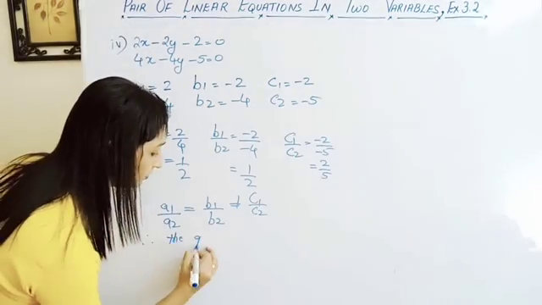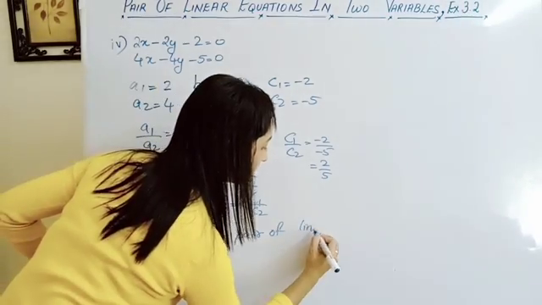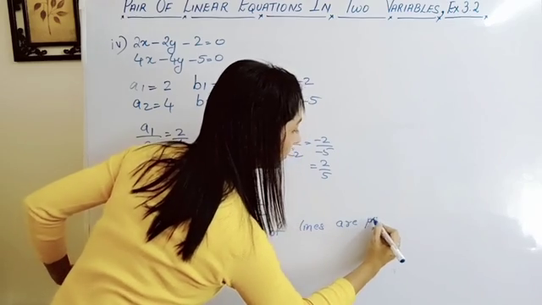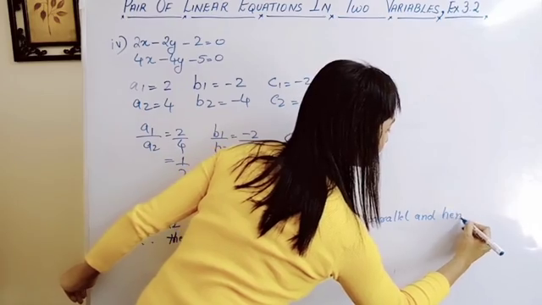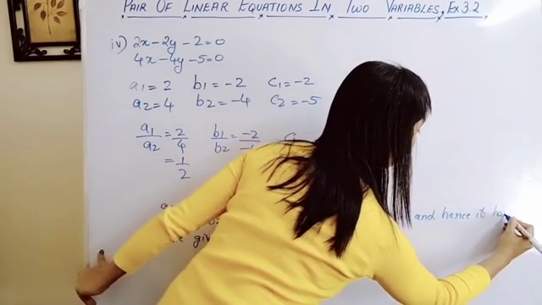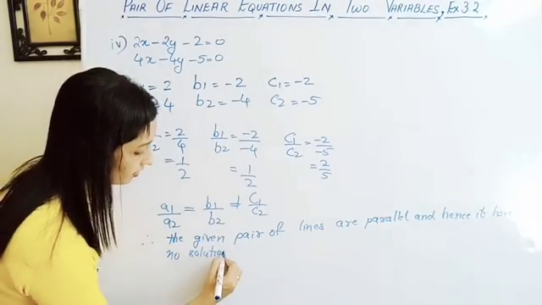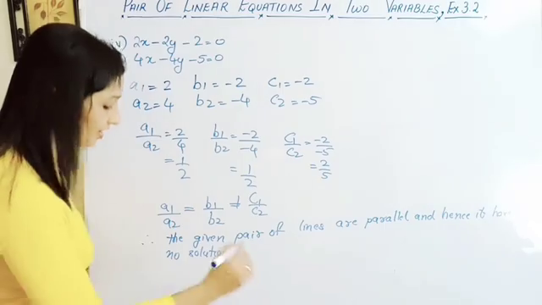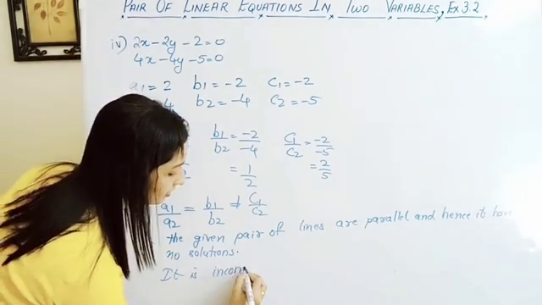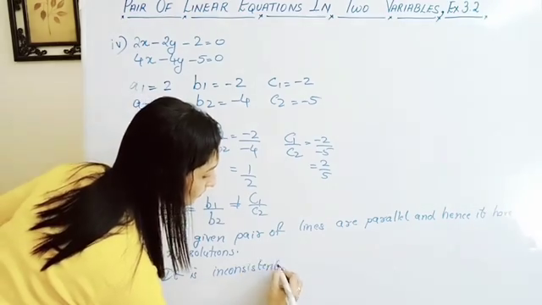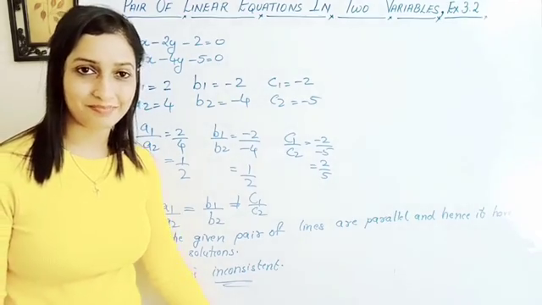Therefore, the given pair of lines are parallel and hence it has no solutions. And then what can you say? It is inconsistent. So this is our answer. Now let's move on to our next question. This is question number 5.